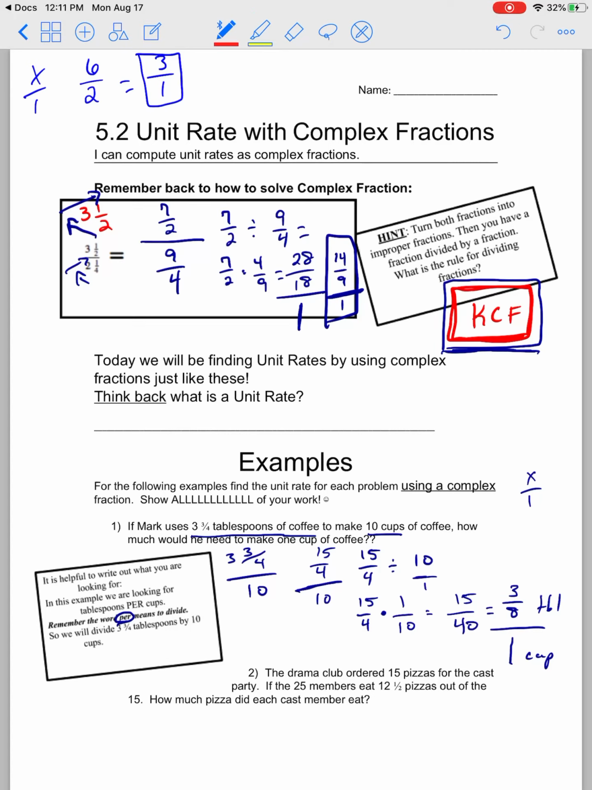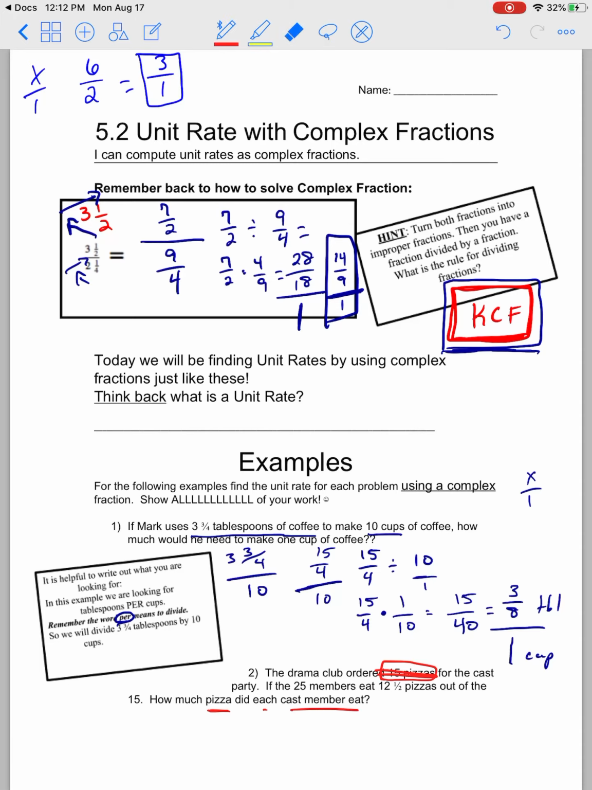Okay, so we've got a bunch of numbers here. So you've got to pay attention. What's going on and what are you looking for? You're looking for pizza per cast member, right? Pizza per, or each, cast member. How much pizza did they eat? If you said 12 and a half, you're right. This 15 pizzas up here is to throw you off, so watch out. Your rate, or your ratio, is going to be 12 and a half to 15 people.